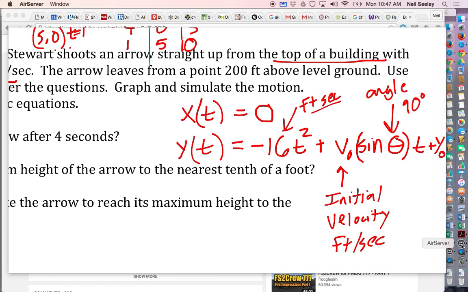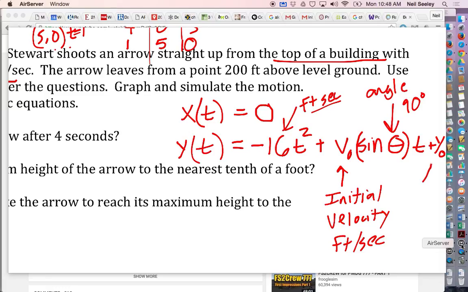Okay. Remember, the bell actually rings at 49, so technically at 2 minutes. And then y naught, why not? It's the initial height. Oh, poop. Okay.